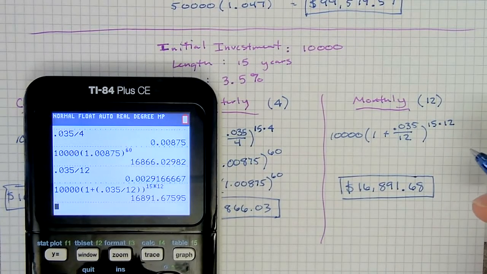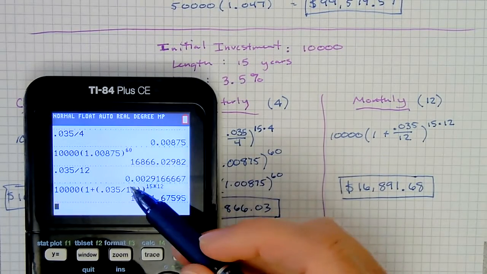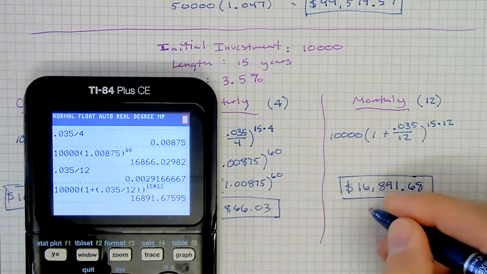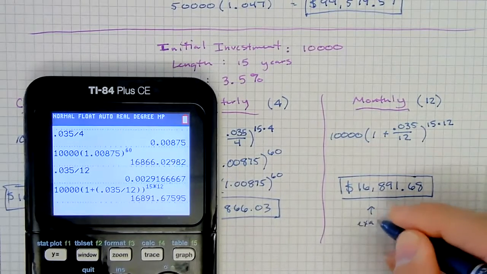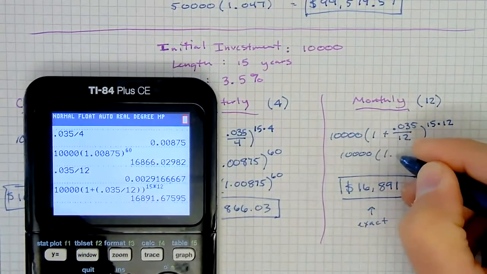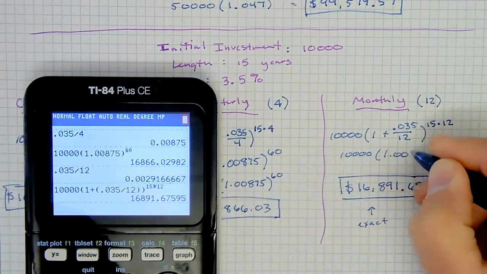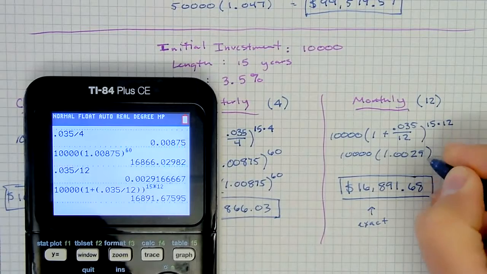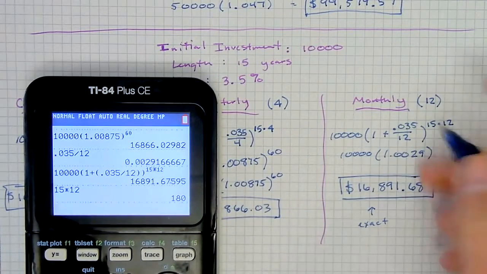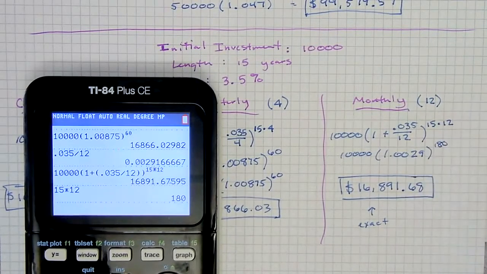Okay, if you rounded it off, let's say you rounded it off and said 1.0029, and 15 times 12, actually no, 180. Okay, so if you did that, it'll be a little bit different.